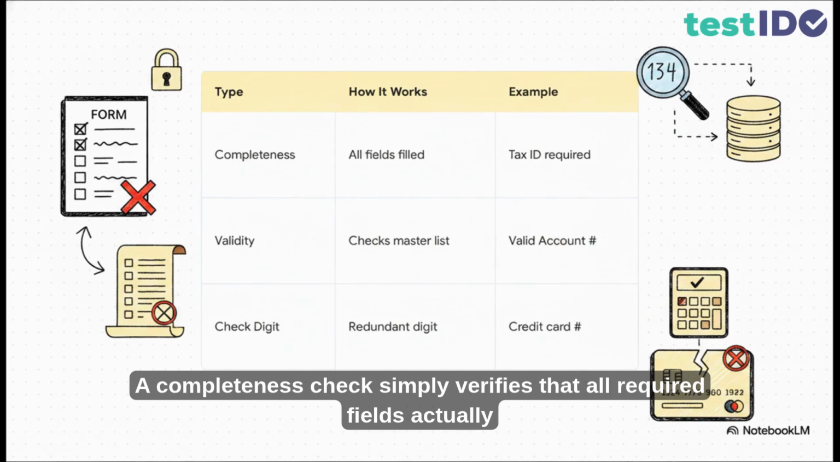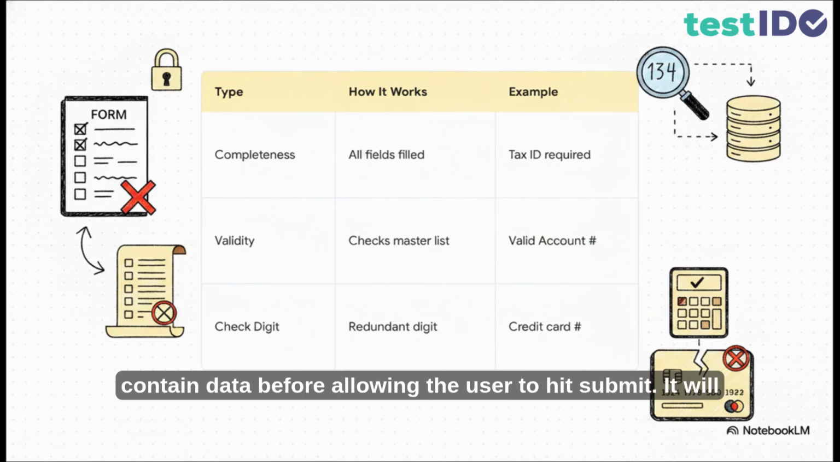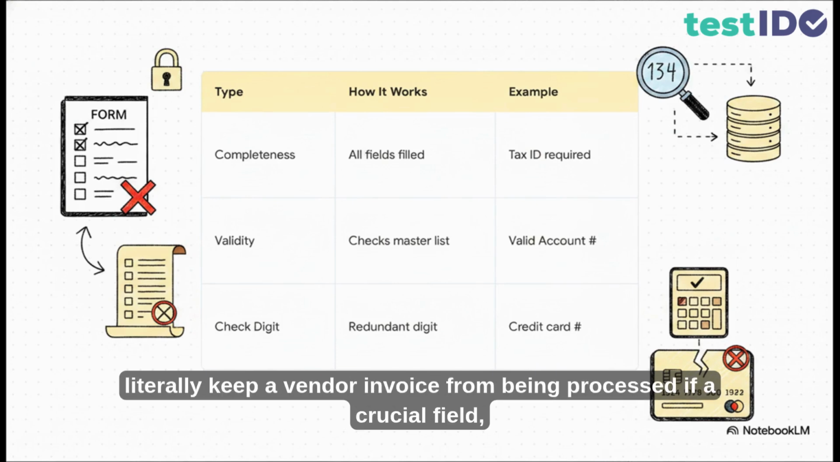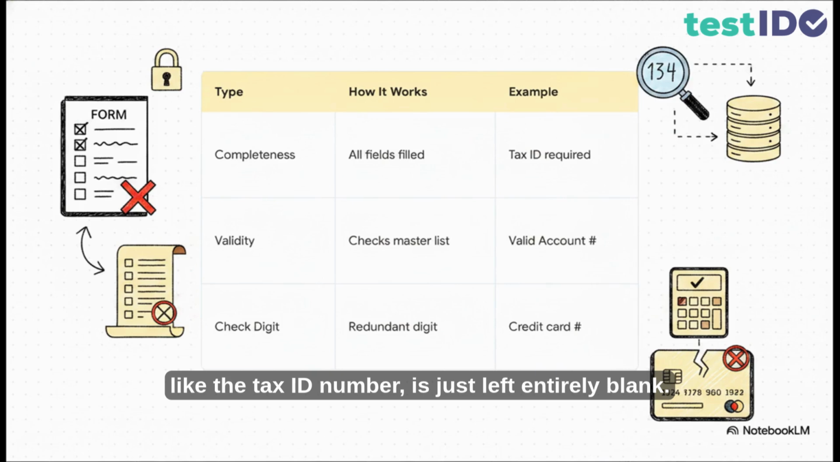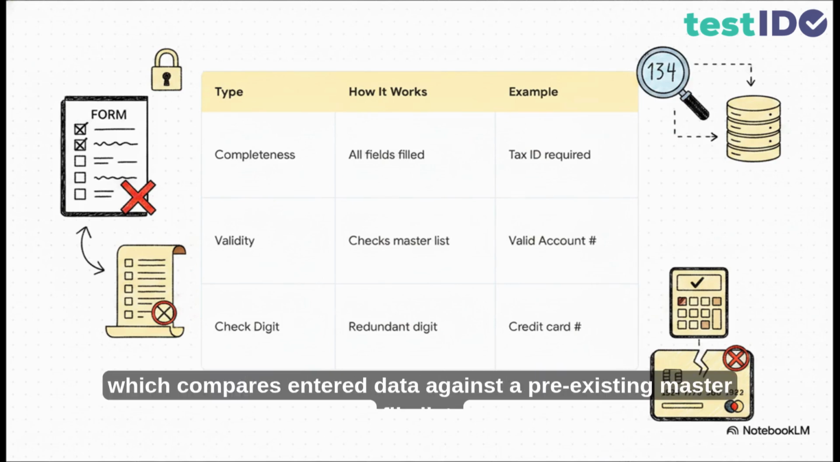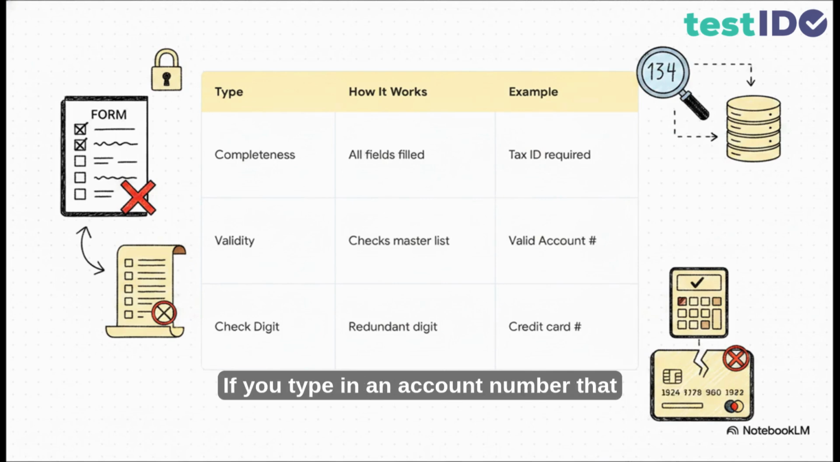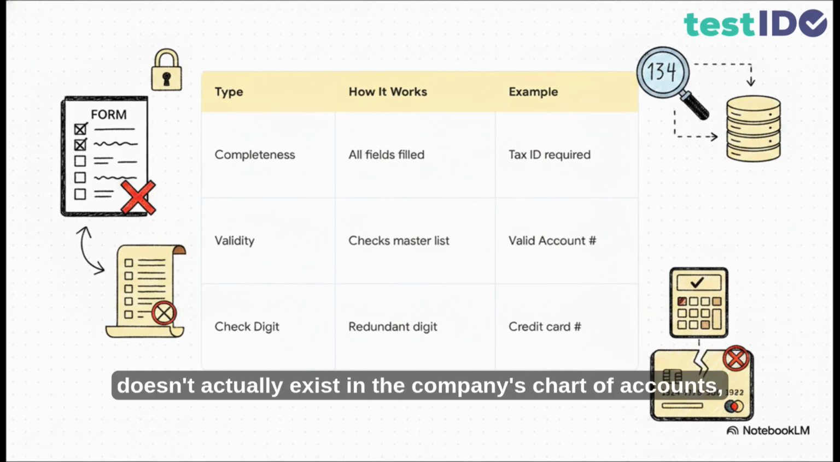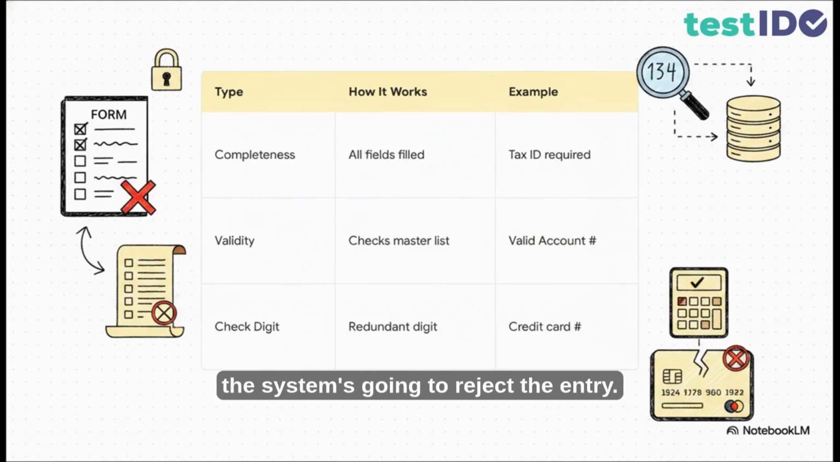A completeness check simply verifies that all required fields actually contain data before allowing the user to hit submit. It will literally keep a vendor invoice from being processed if a crucial field, like the tax ID number, is just left entirely blank. Next is a validity check, which compares entered data against a pre-existing master file list. If you type in an account number that doesn't actually exist in the company's chart of accounts, the system's going to reject the entry. Finally, we have the incredibly clever check digit.